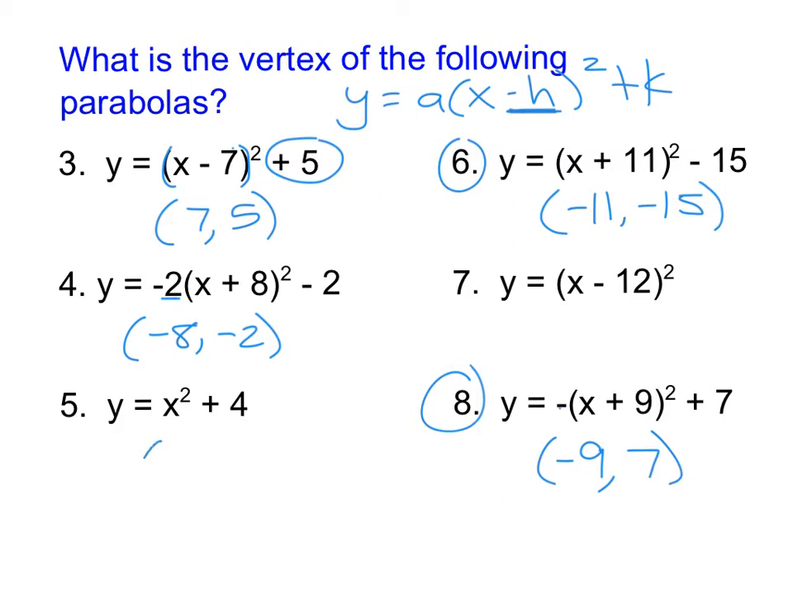Now, number 5. What's the inside? Is there an inside? There is no inside, so what is it? 0. Since there's no inside, it's just 0. My outside number is 4. And then number 7, change the sign of the inside, positive 12. Outside stays the same. What's the outside? There's nothing there, so that's a 0. All right, you can just put plus 0 there if you want.